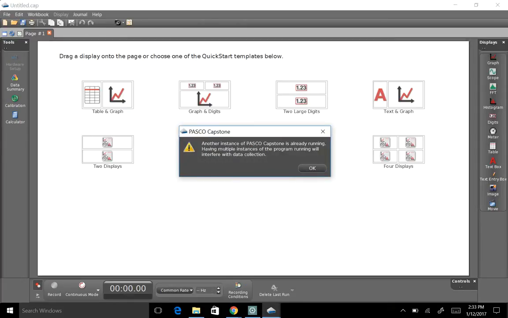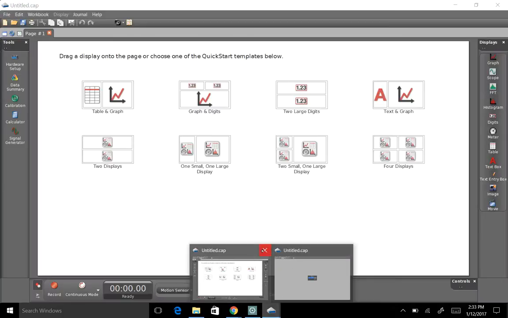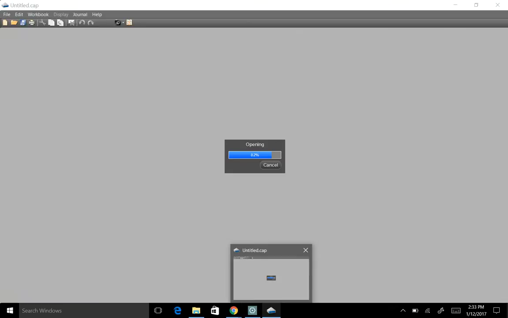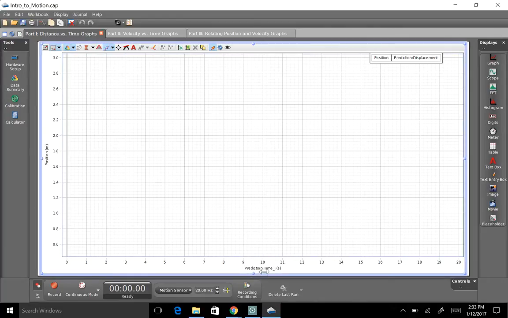Okay, so here we have Capstone. Another instance is running because, of course, I double-clicked it. So you're just going to stick with this one view, the tab one. And you'll notice that we have time on the horizontal axis. It says prediction time because of some other things I had in there. Position on the vertical. I'm going to show you a few things on how to use this.